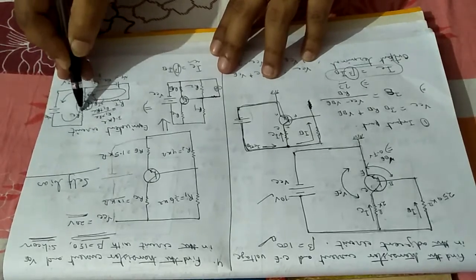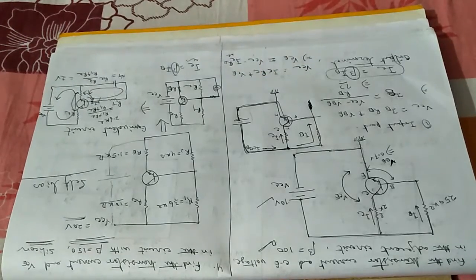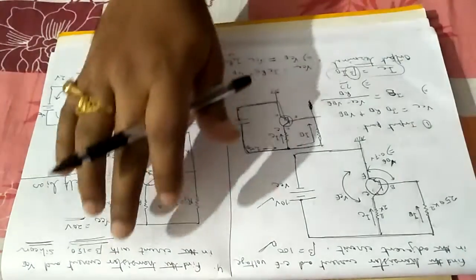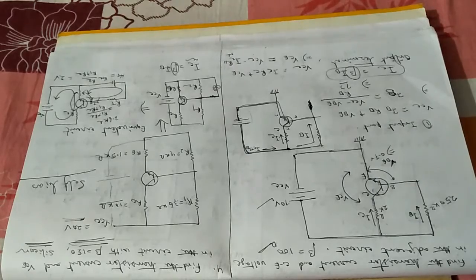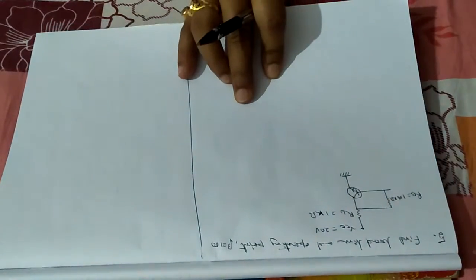Then again you can apply Kirchhoff's voltage law in the output circuit, and from that you can calculate the value of VCE. In some problems you will find that instead of calculating the transistor current, it is asked to calculate the load line and the operating point. Then the problem will be pretty interesting, but the approach will be similar as before. Let me try a problem like that, where it is asked to calculate the load line and operating point.